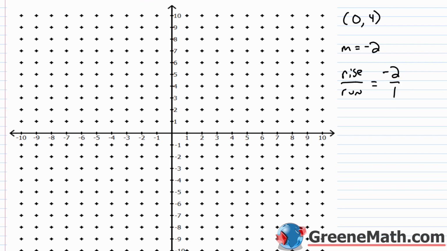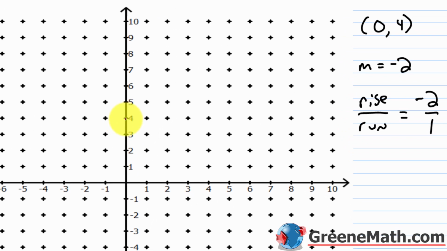So the first thing we're going to do is plot this point 0, 4, right, the y-intercept. So I'm going to go up here, plot that point, and then I'm going to get some additional points using the slope. So the rise is -2, so that means I fall 2, 1, 2. My run is 1, so that means I go to the right 1. So here's another point. Fall 2, to the right 1. There's another point.